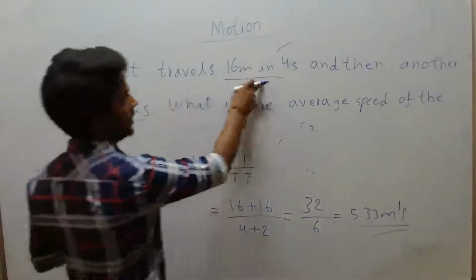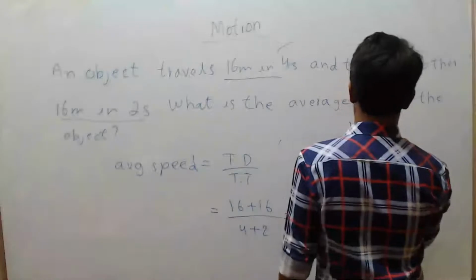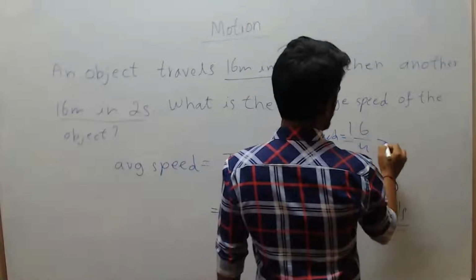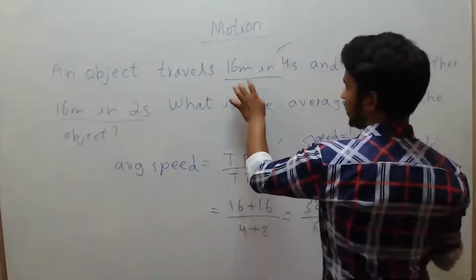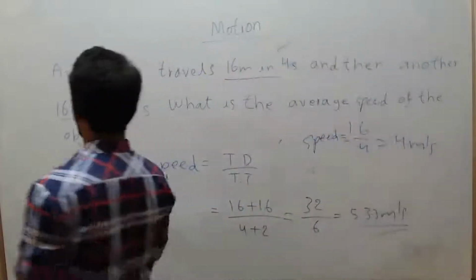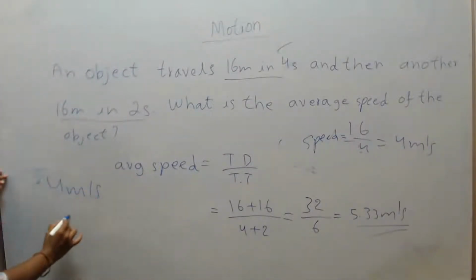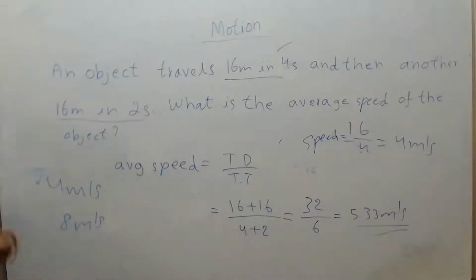See, first calculate the speed here. 16 by 4, I am calculating just the speed only. Speed equals 4 meter per second. Initially its speed is 4 meter per second, and later its speed is 8 meter per second. Here that vehicle changed its speed from 4 to 8. Just imagine if you travel with 4 meter per second, then with 8 meter per second, you will complete the whole journey in 6 seconds.